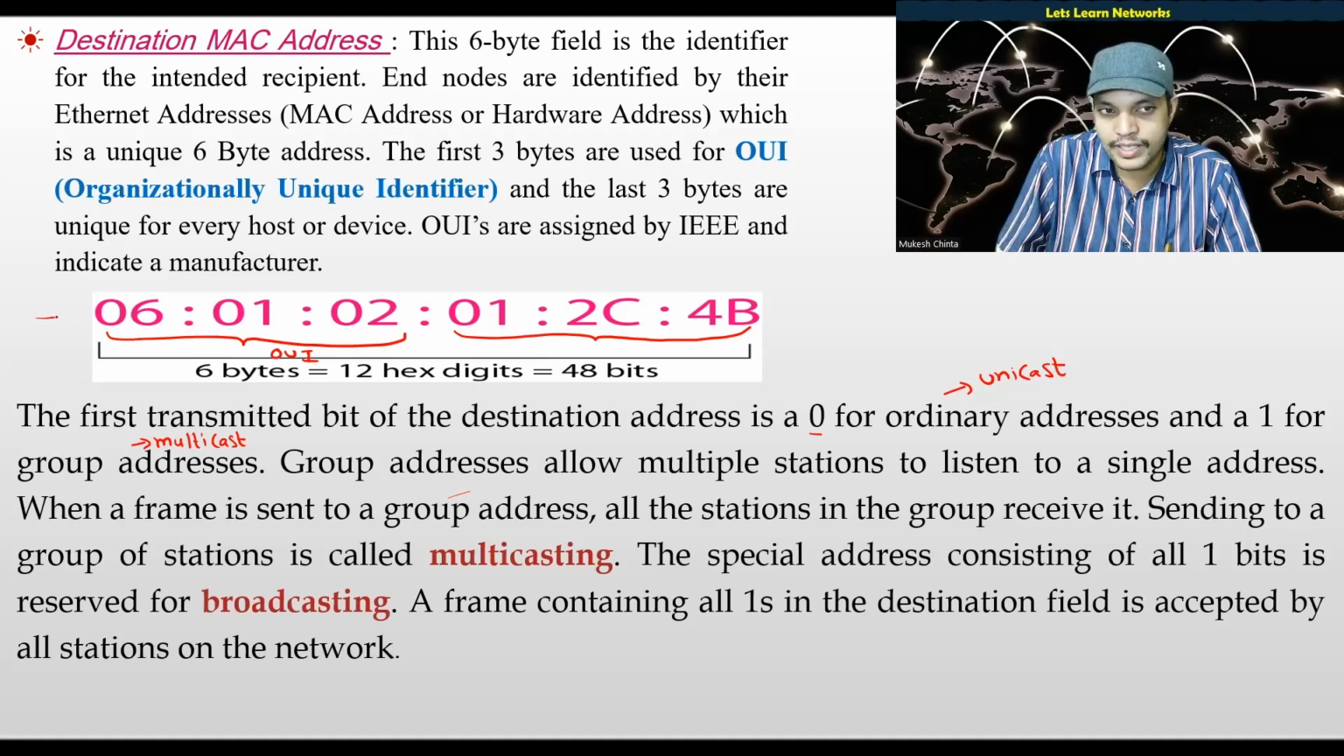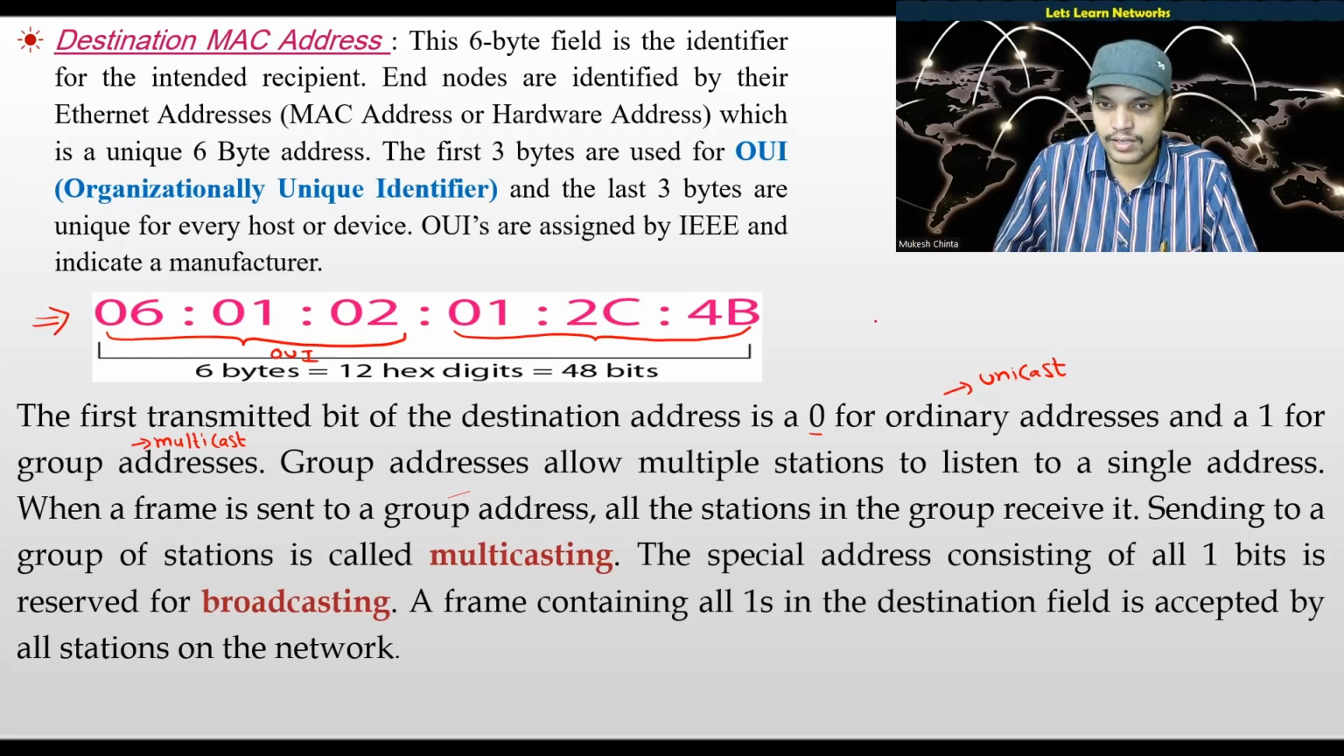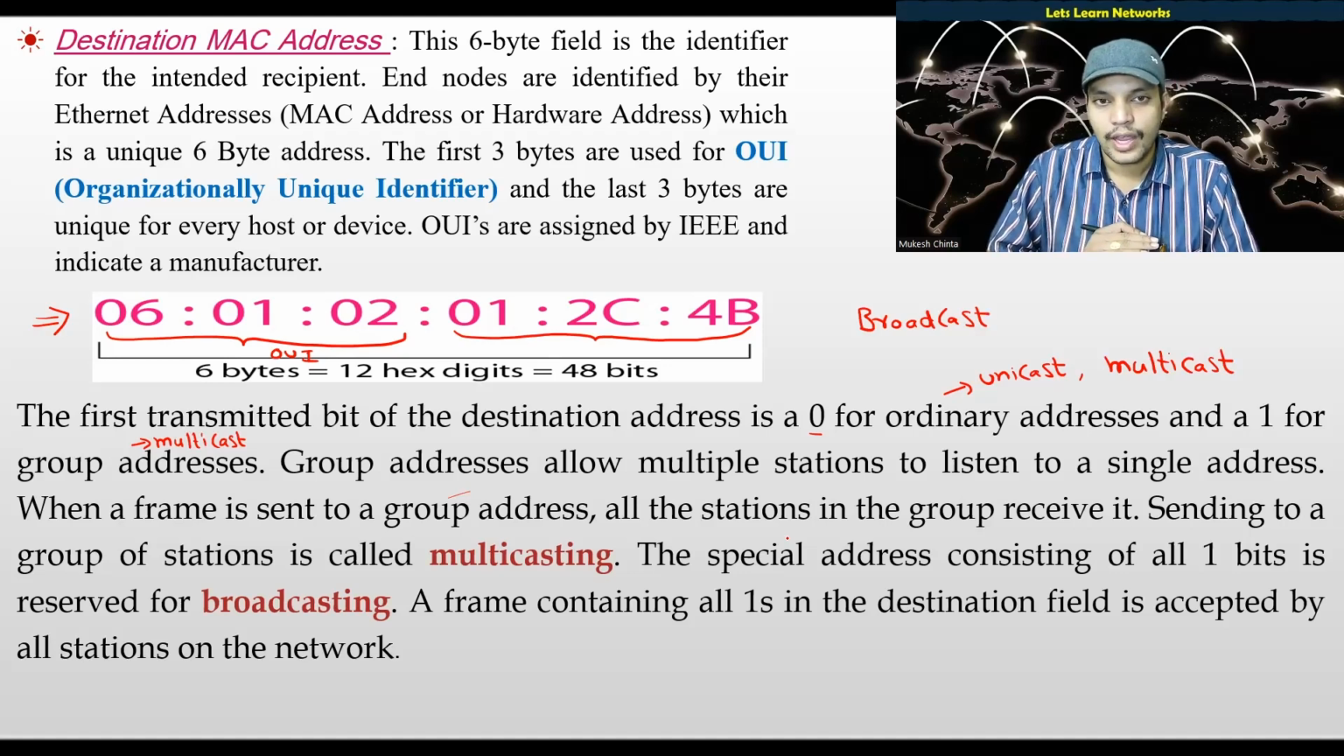Now, if all the 48 bits of this MAC address are ones, we call it a broadcast address. What do you mean by broadcast? Sending it to everyone. We discussed unicast, we discussed multicast, and now I'm talking about broadcast. So if I put ones in all the 48-bit positions, then we call it a broadcast address. Why is it used? A frame containing all ones in the destination field is accepted by everyone connected to the media. So a broadcast frame is received and accepted by all the stations on that particular network.